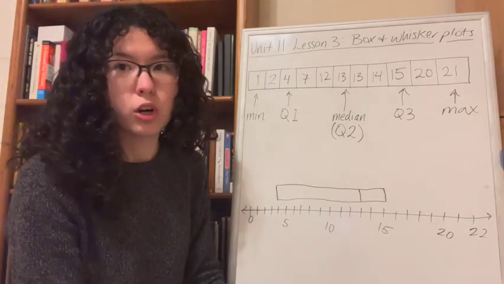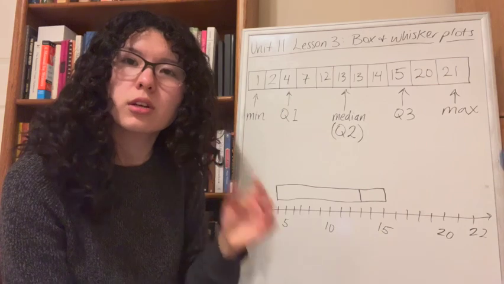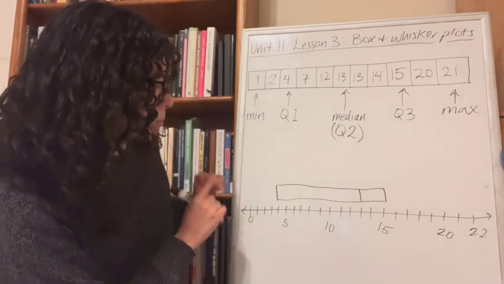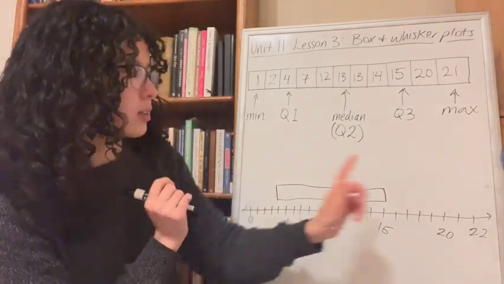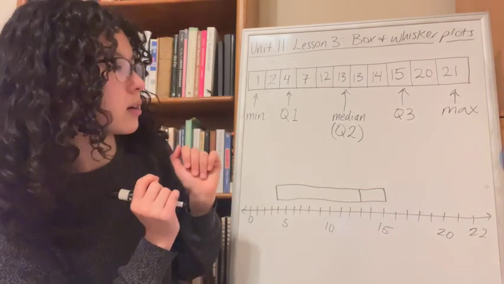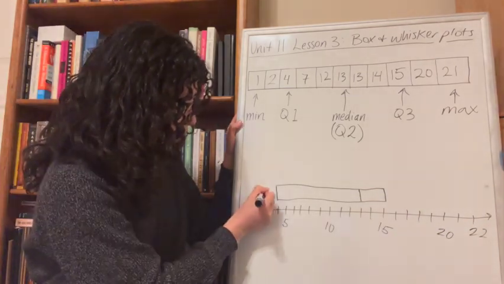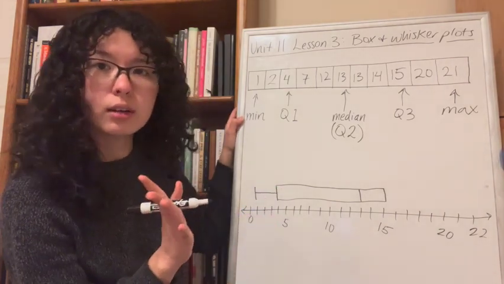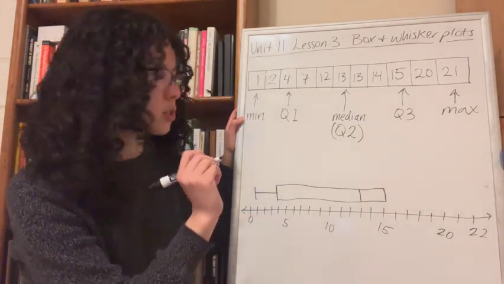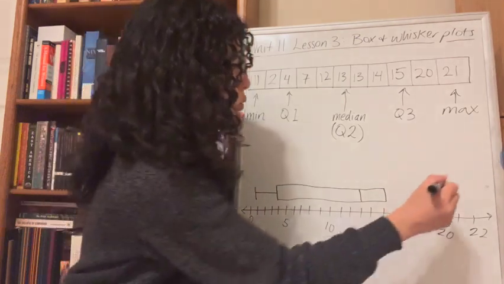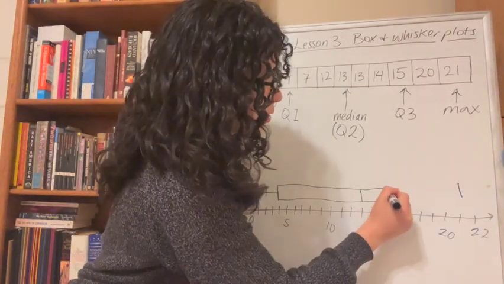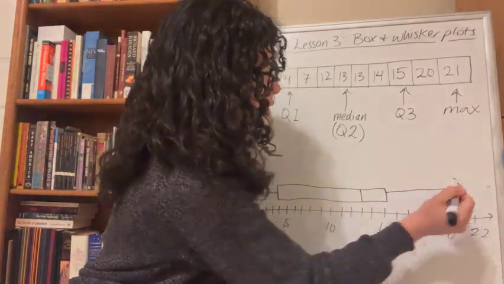Okay, let's draw our whiskers now. So the whiskers are going to go from the minimum to this side of the box, and then from the maximum to this side of the box. The minimum is 1, so I'm going to draw a line here, and then just draw a whisker. Not going to make it a box, just a whisker, just a single line. And then 21 is our maximum, and there is the other whisker.